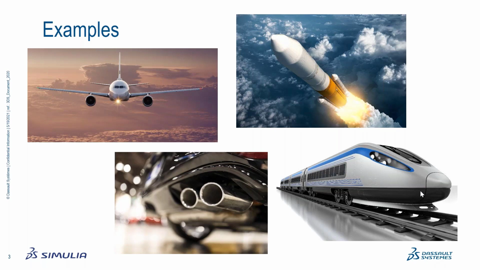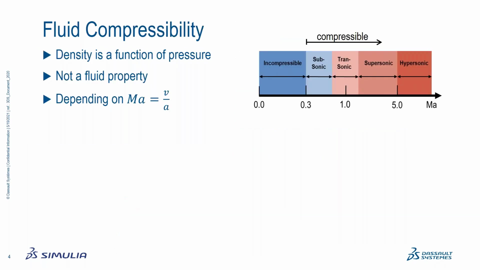In terms of the definition of fluid compressibility, a fluid is defined as compressible when density becomes a function of pressure. And this means that compressibility is not a fluid property, because every fluid is to some extent compressible. The compressibility of a fluid depends on the Mach number, which is the ratio of the velocity the fluid is flowing with divided by the speed of sound.